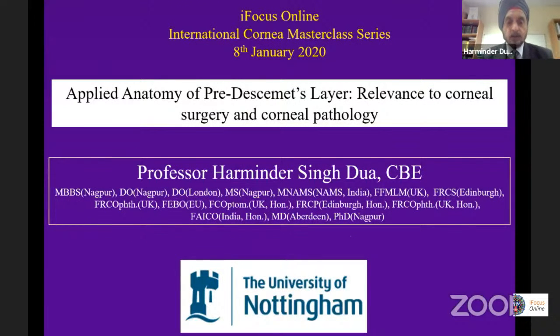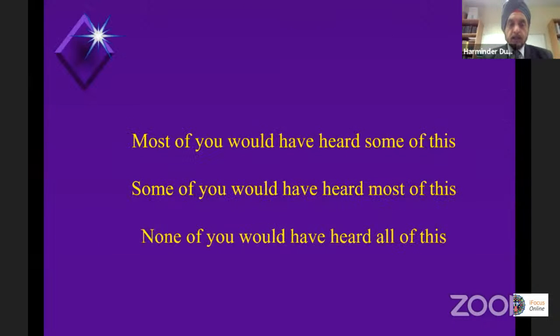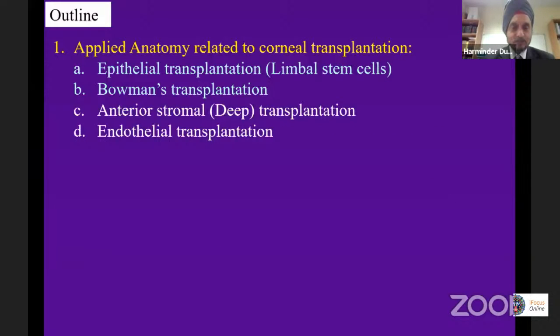So I'm going to look at the applied anatomy. The original title was of the cornea, but to keep it very much to the point and bring in a lot of new stuff, I thought I'll make it of the Pre-Descemet layer, relevance to corneal surgery and pathology. I have come up with this quote of my own, and I use this in most of my lectures. At my age, I think many of you would start doing this. Most of you would have heard some of this. Some of you would have heard most of this, but none of you would have heard all of this because there is something new in there.